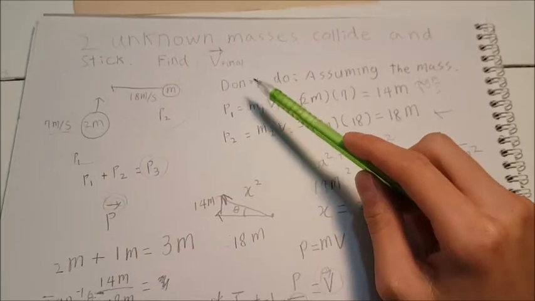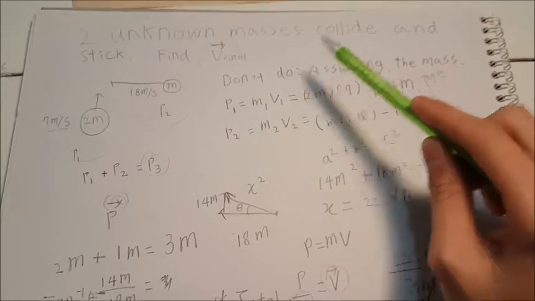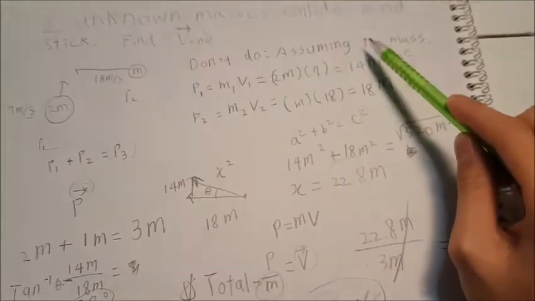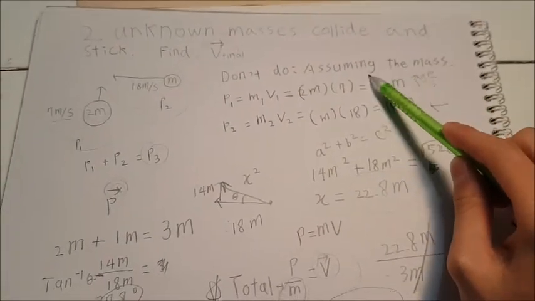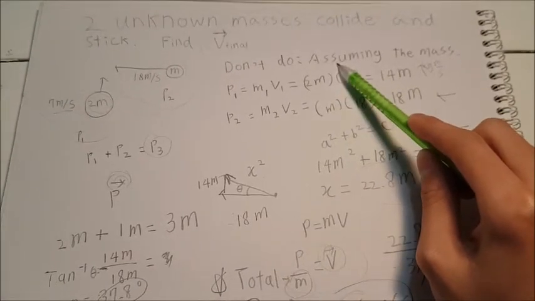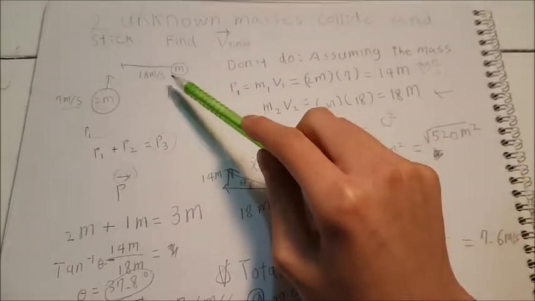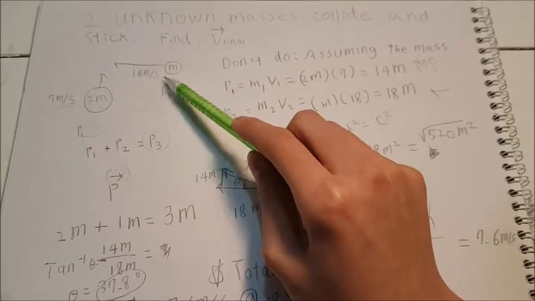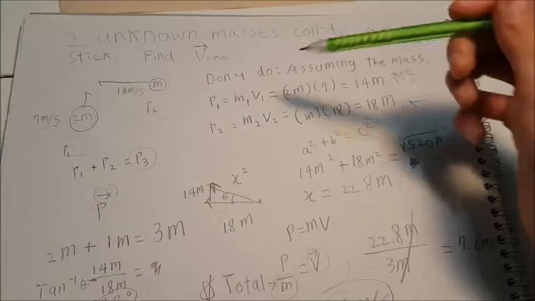Now from a question, what you don't want to do is assume the mass. Never do this. It's never going to help you, okay? Don't assume the mass. Don't assume anything if you're given the variable. Make sure you keep the variable in physics, okay?